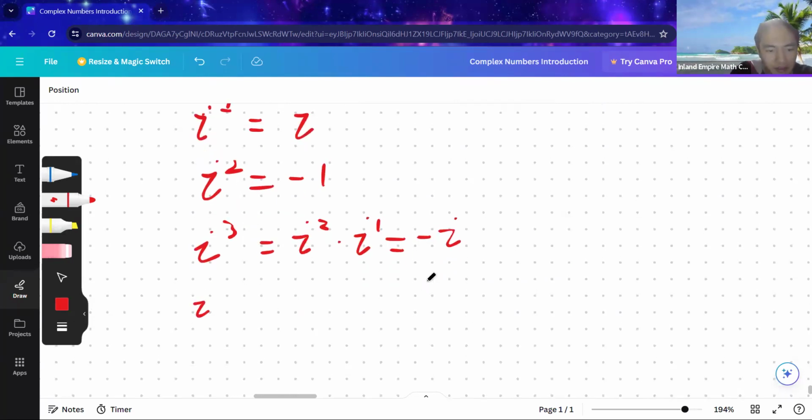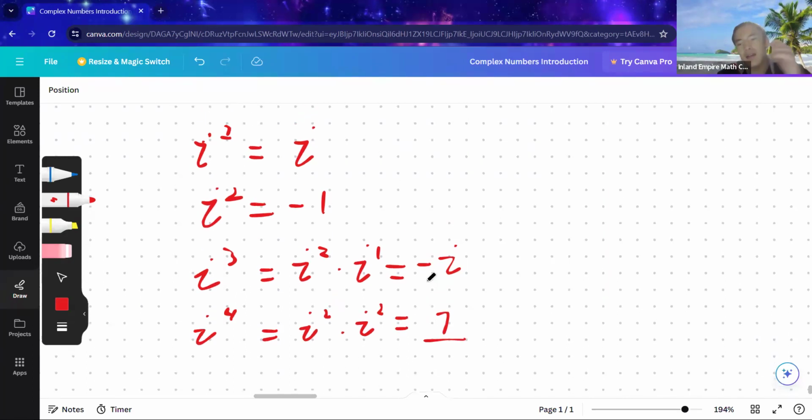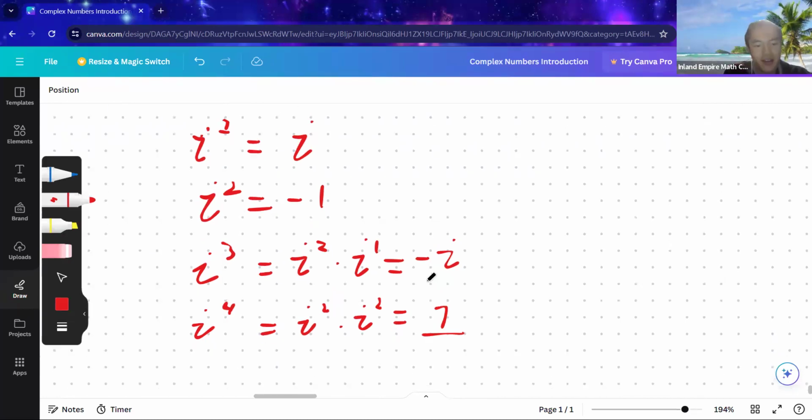And i to the fourth is equal to i squared times i squared, right? But that's really just -1 times -1, so it's equal to 1, right? So that means for every 4 powers of i, the pattern repeats, right?